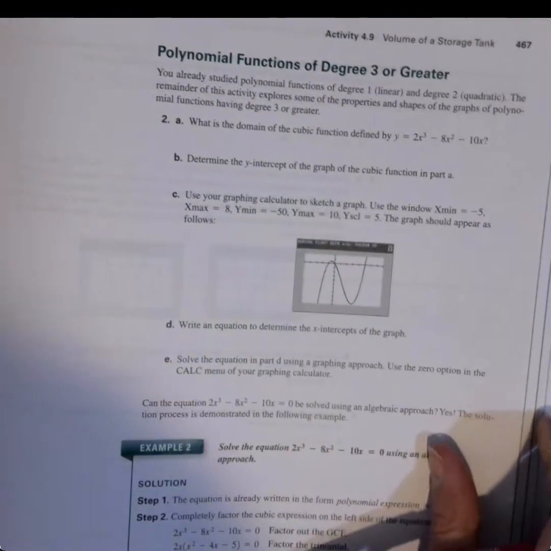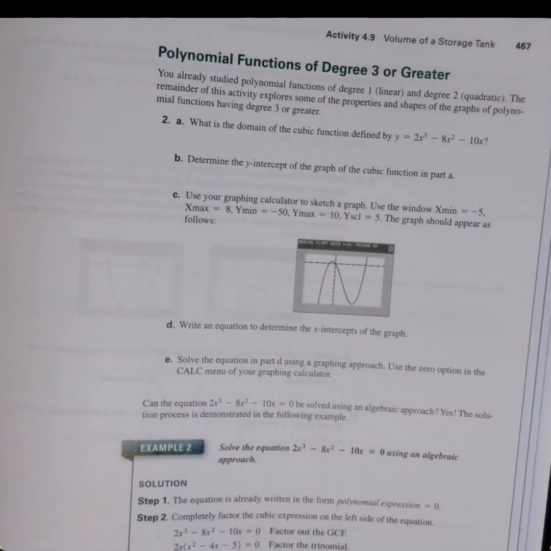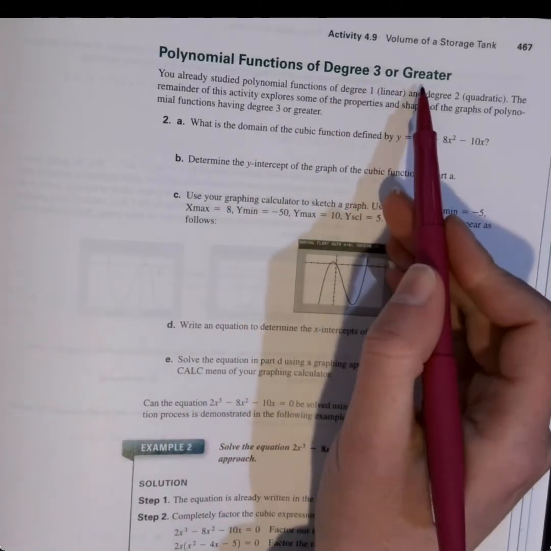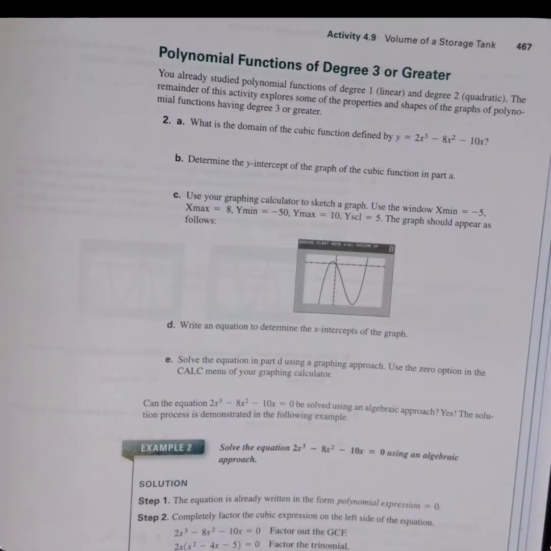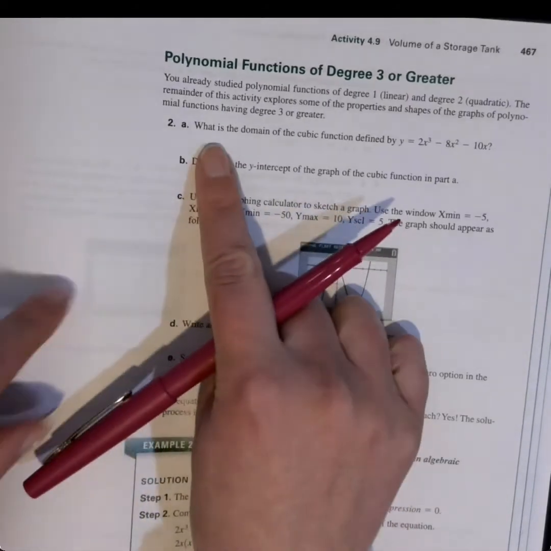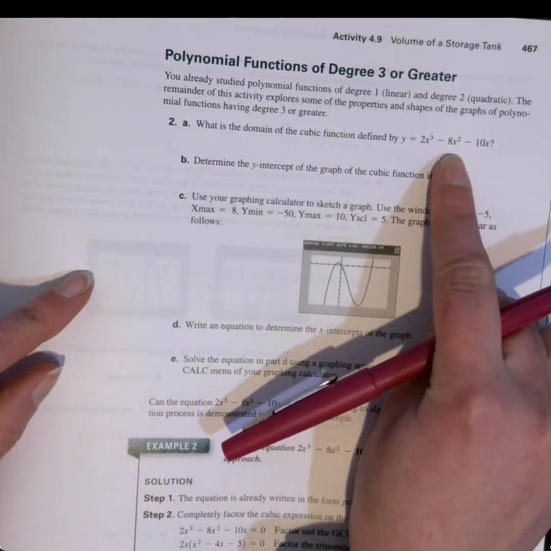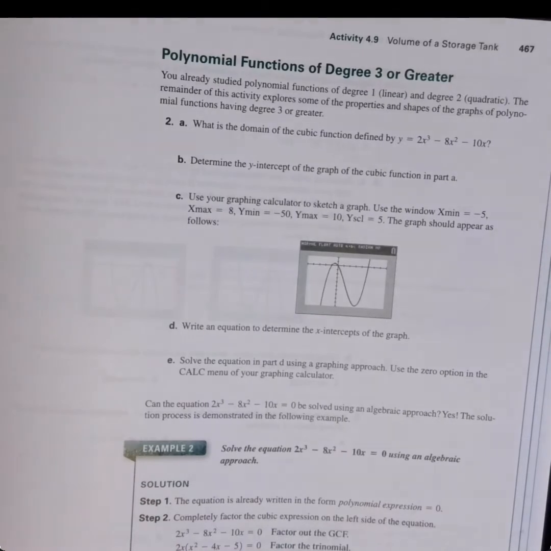Okay, so on to our next page. We're talking specifically in this section about polynomial functions of degree 3 or greater, since the first cluster of Chapter 4 was about the quadratics. So we talked about quadratics extensively already. We want to focus on the other polynomials where they have higher degree. So what is the domain of the cubic function defined by this?